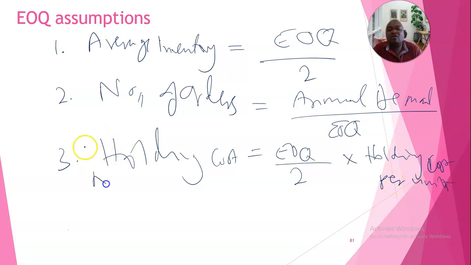Remember, these are annual inventory holding costs. Annual inventory holding costs should be equal to the EOQ divided by 2 multiplied by holding cost per unit. And when we are saying EOQ divided by 2, we are simply saying average inventory. So that's average inventory multiplied by holding cost per unit. The examiner will give you how you are going to compute the holding cost per unit. Sometimes he uses the percentage of the purchase price of the inventory.